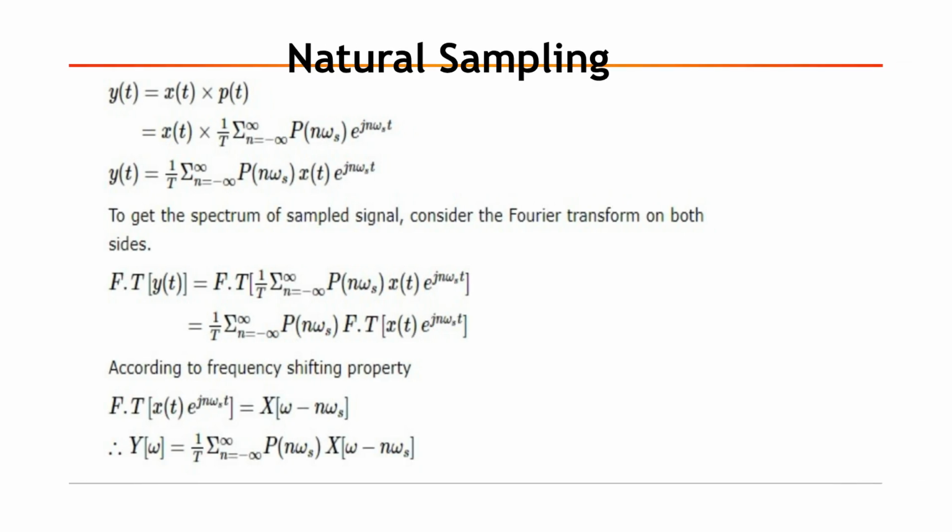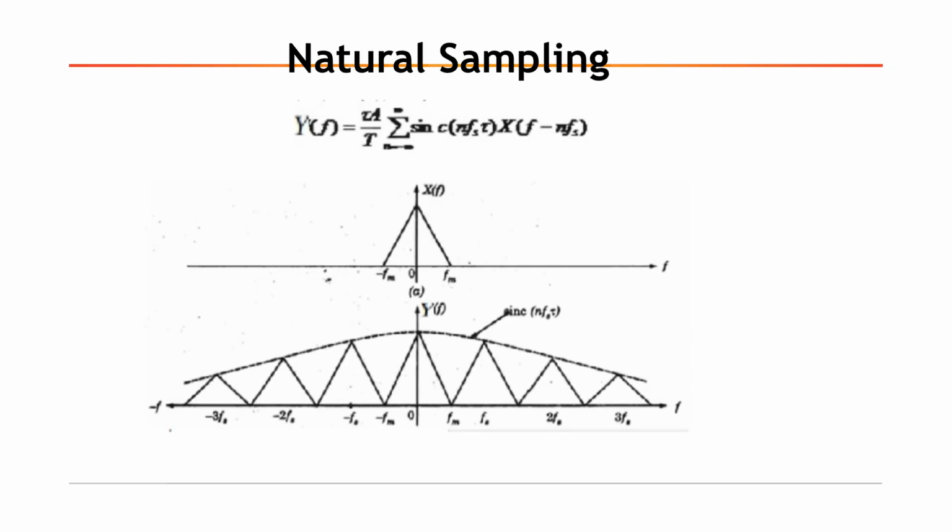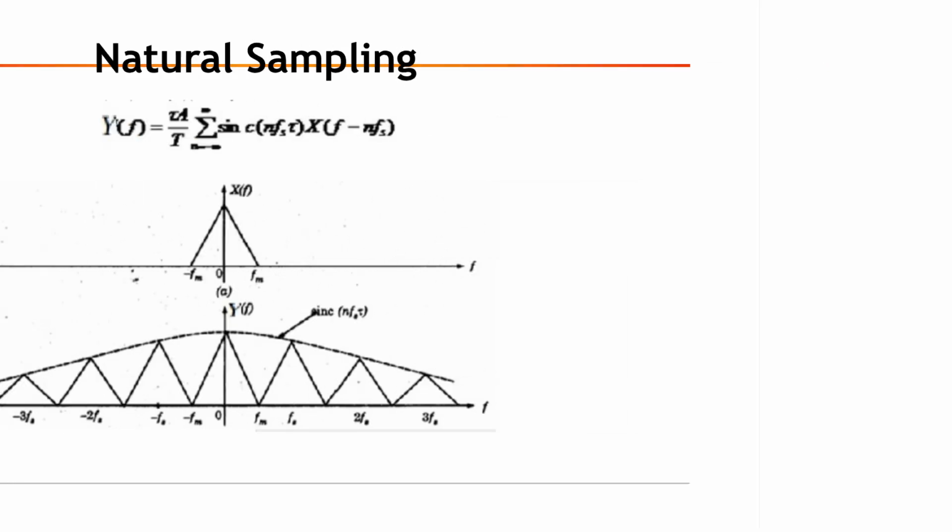Taking the Fourier transform of the sampled signal and applying the frequency shifting property, we obtain the expression for Y(omega), the spectrum of the naturally sampled signal. The frequency domain representation of natural sampling shows the replication of the original signal spectrum, scaled by a factor that includes the sinc function, which characterizes the sampling pulse shape.